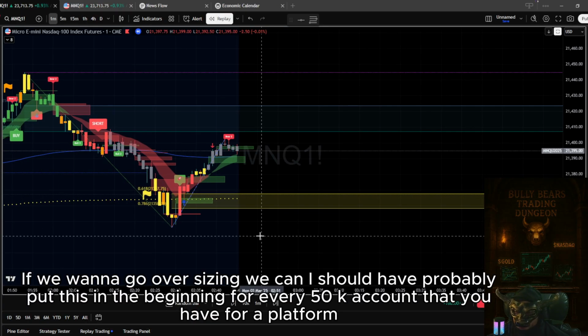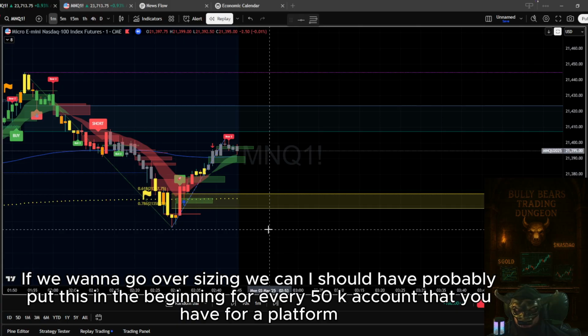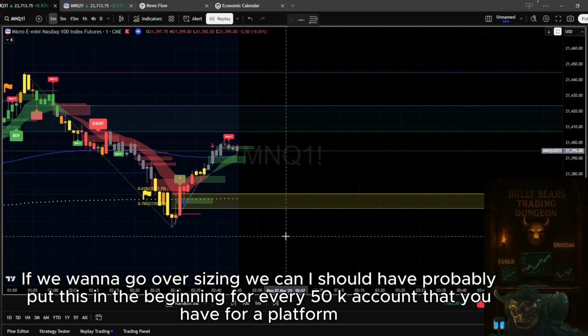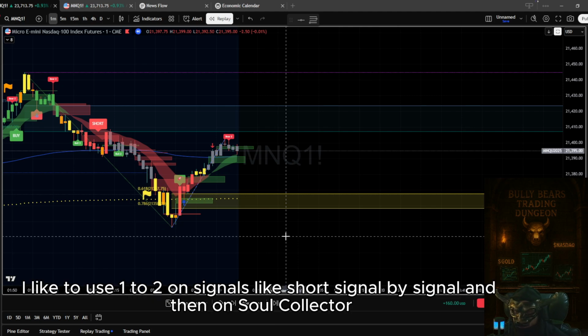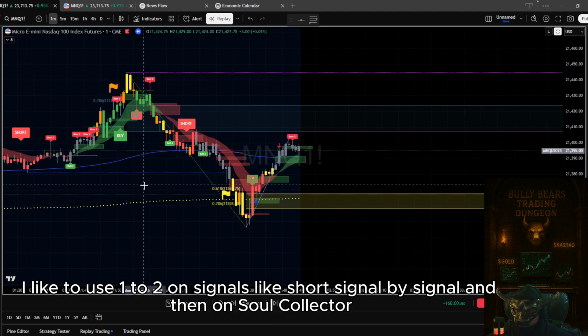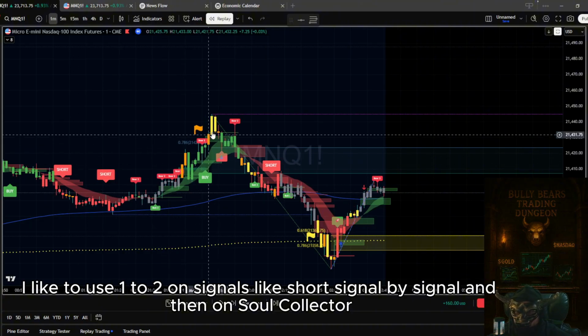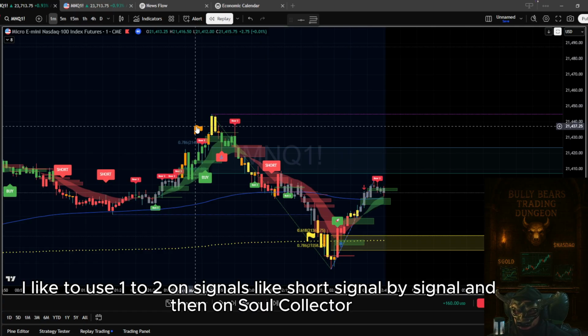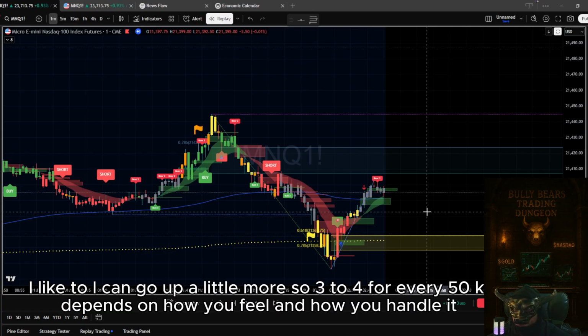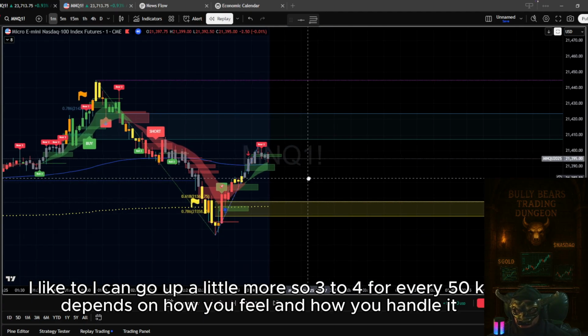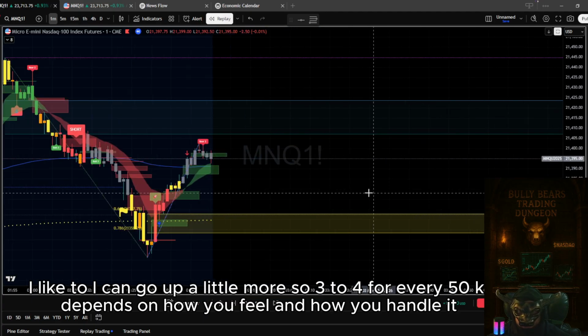Now, if we want to go over sizing, we can. I should have probably put this in the beginning. For every 50K account that you have for a prop firm, I like to use 1 to 2 on signals, like short signal, buy signal. And then on Soul Collector, I can go up a little bit more. So 3 to 4 for every 50K. Depends on how you feel and how you handle it.